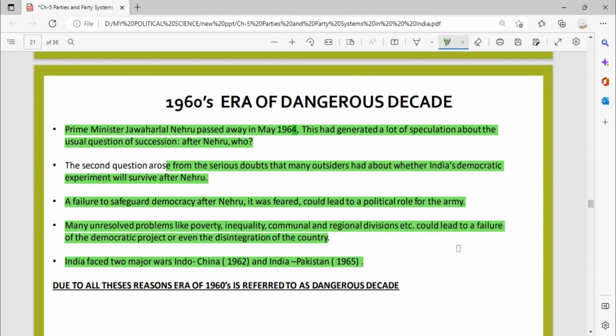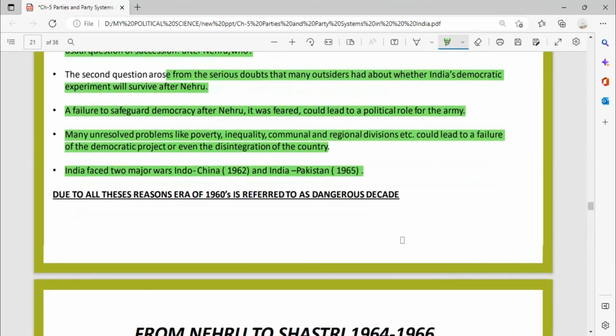Then there was a food crisis from 1967 onwards. So you can understand, then infighting within the Congress led to the division of Congress. There were numerous issues which led to this decade of the 1960s being called the dangerous decade, which could have led India into a non-democratic government, or India could have been disintegrated. But thank God, nothing happened, and we are a democratic country, and we are the largest democracy in the world. That is the most important part.